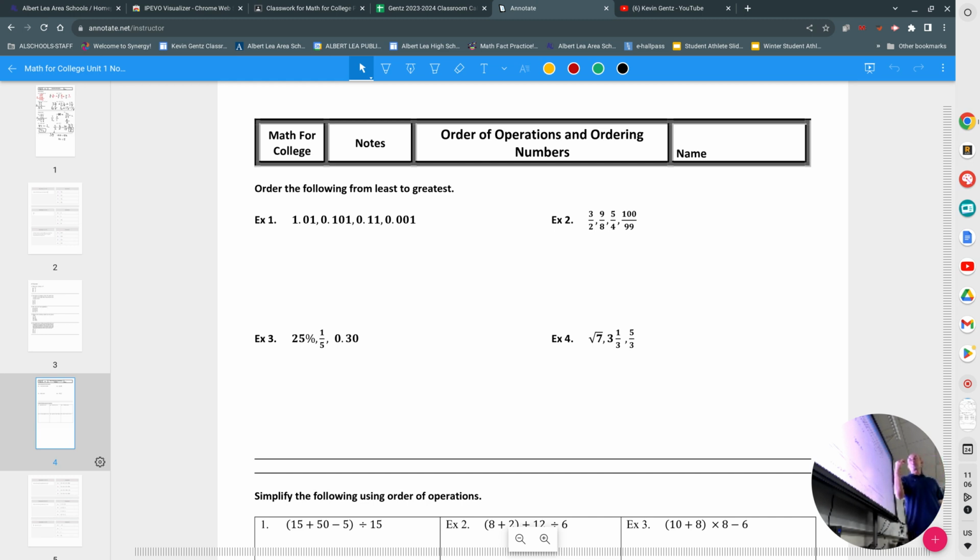Okay, so this first unit is very short, just 3 lessons. We had our first one yesterday, it was our second one today. It says order the following from least to greatest. We're going to do a couple of these together. I want you to try the first example on your own. Please see if you can order these numbers from least to greatest. Ready, set, go.